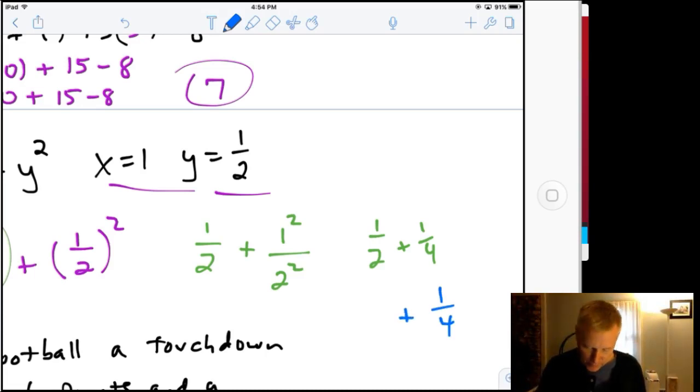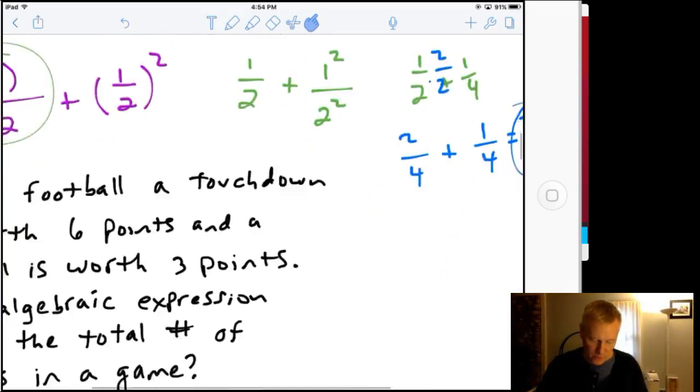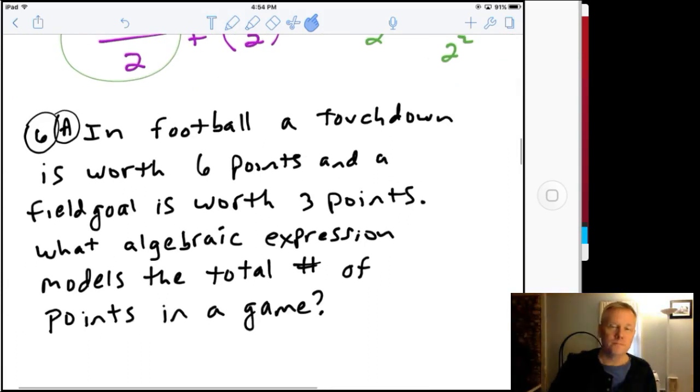Let's see, if I multiplied the denominator by 2 to get to 4, then I should multiply the numerator by 2 also, which will give me 2/4. 2/4 plus 1/4 is 3/4. And that's the answer, or 0.75. We could have changed them to decimals too. That would have worked as well.